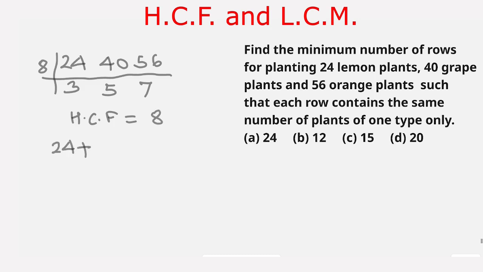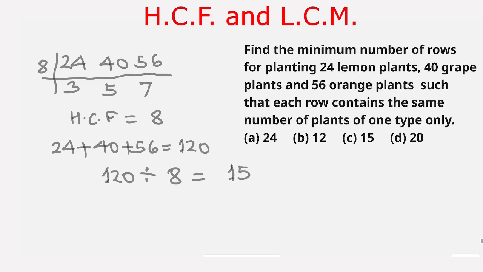Now the sum of the plants is 24 plus 40 plus 56. 24 plus 56 is 80. 80 plus 40 is 120. And 120 divided by 8 is equal to 15.